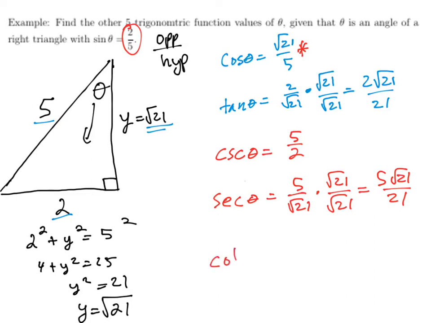And then lastly, we have cotangent theta. Cotangent is the reciprocal of tangent. Now, we could use this version of tangent or this version of tangent. We're going to use this first version because when we take the reciprocal, we don't have a radical in the denominator. So square root 21 over 2 is what we would want there.